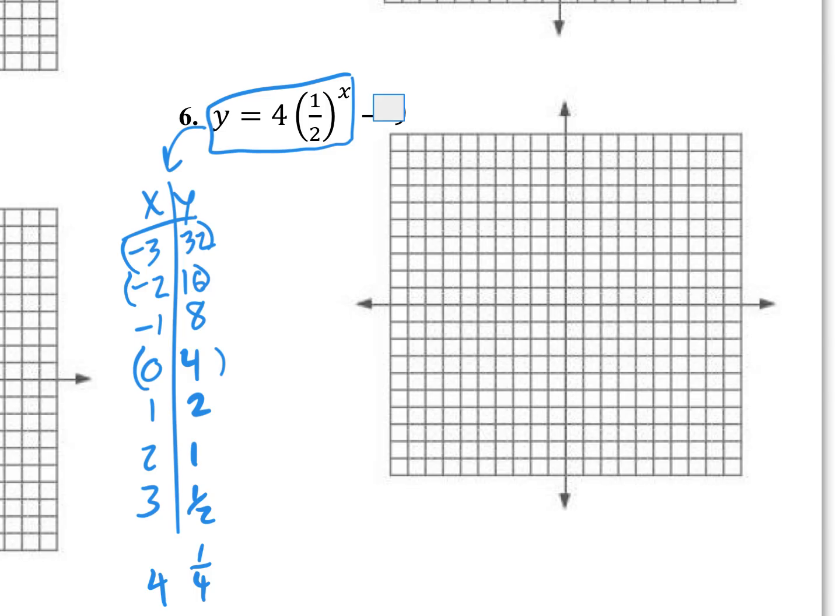But let's plot at least 0, 4, and -1 and 8. So let's start with 0, 4. Put a dot there. Let's go to -1 and 8 and put a dot there. Let's also plot 1 and 2. 1 on the X, 2 on the Y. Put a dot there. Let's plug in 2 and 1. 2 on the X, 1 on the Y. And then plug in 3 and only halfway up. So 1, 2, 3, and only halfway up.